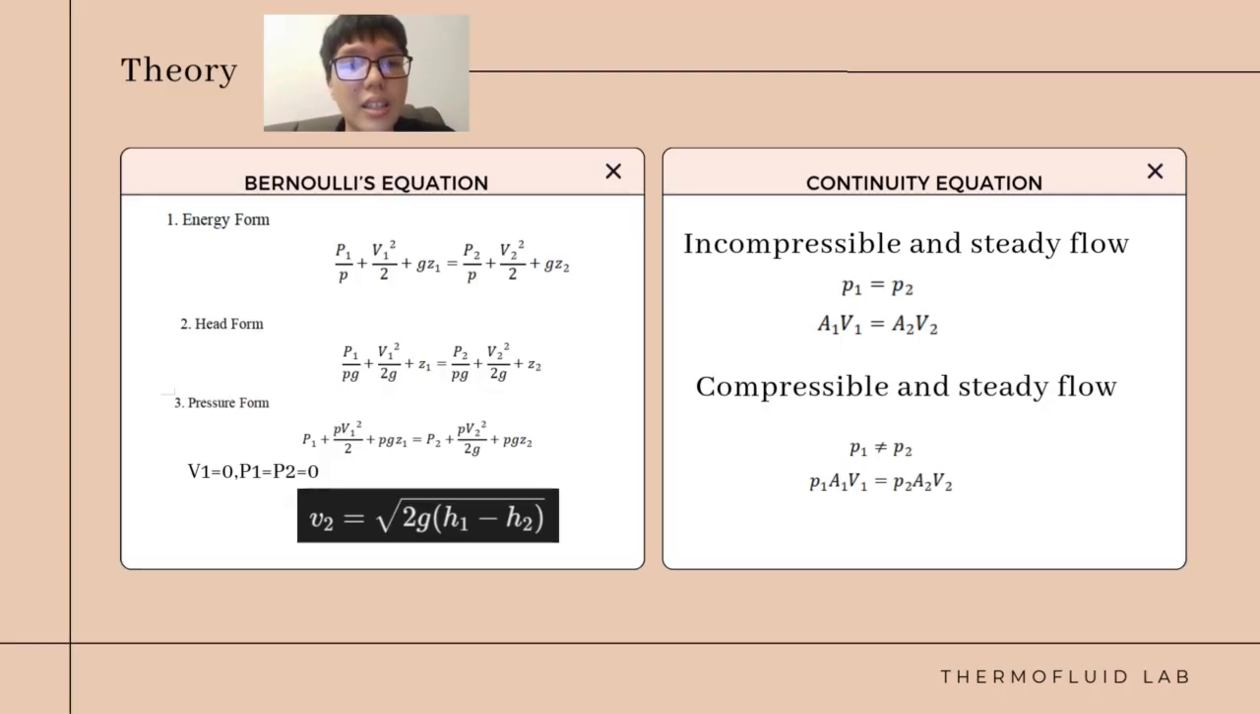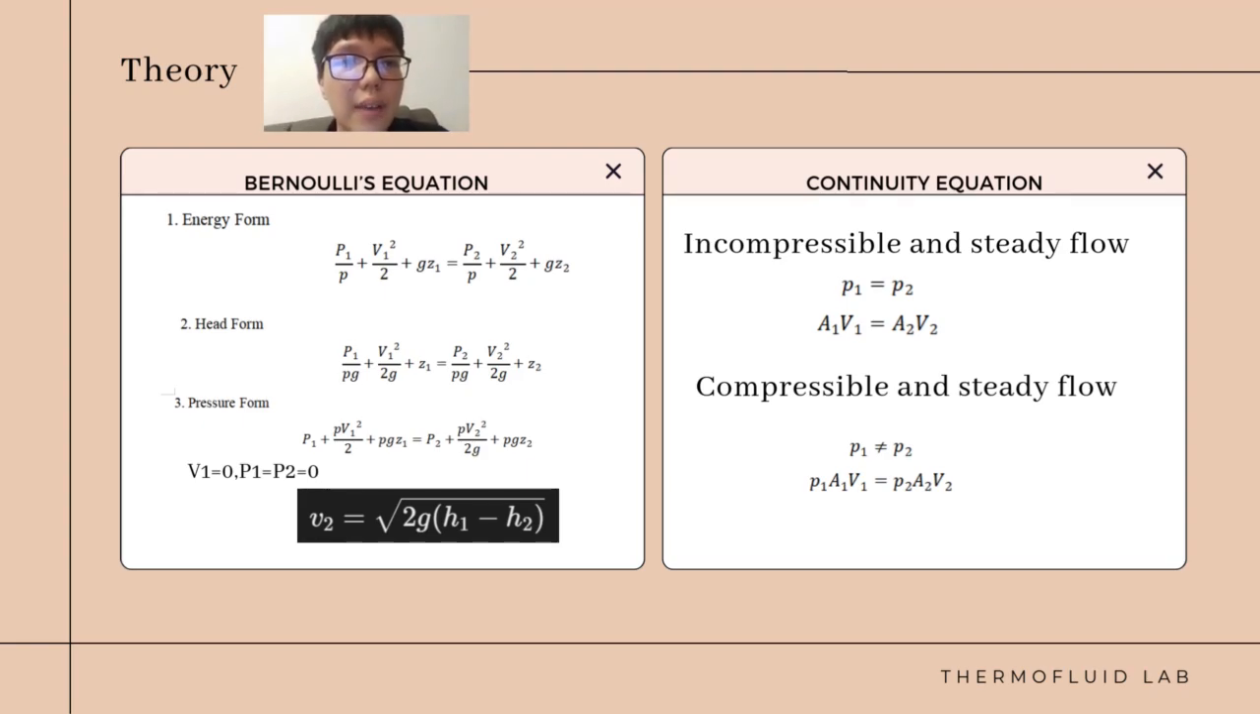In this experiment, our pressure for the first cup and the second cup is 0 because they are open to the atmosphere, so it is atmospheric pressure. And the velocity of fluid flow in the first cup is 0 because it has a high surface area. So we get the velocity equation, which is v2 equals square root of 2g (h1 minus h2).